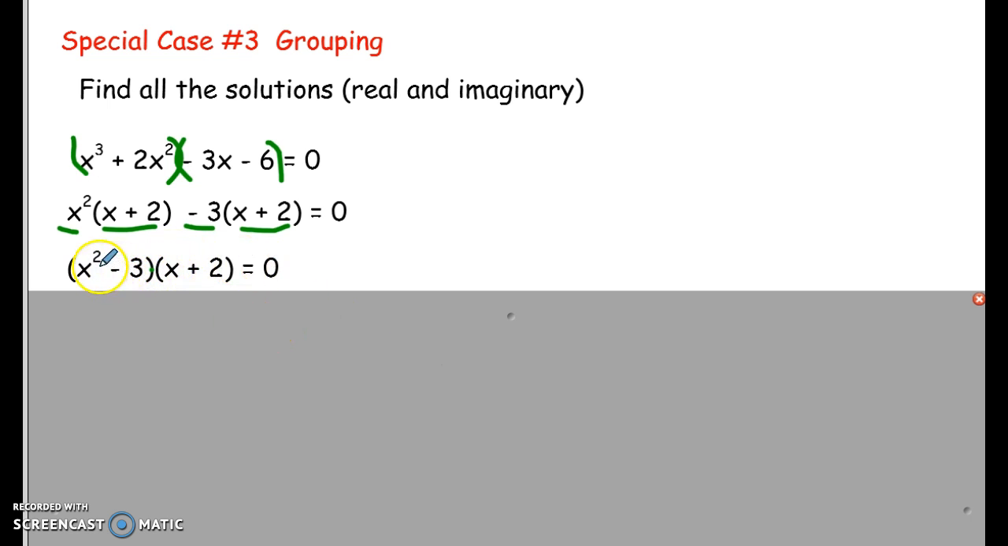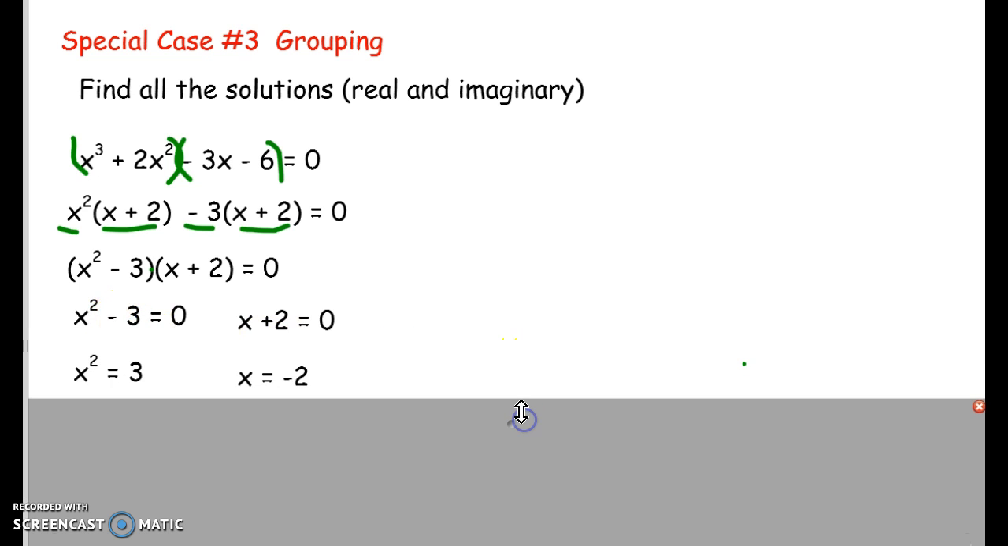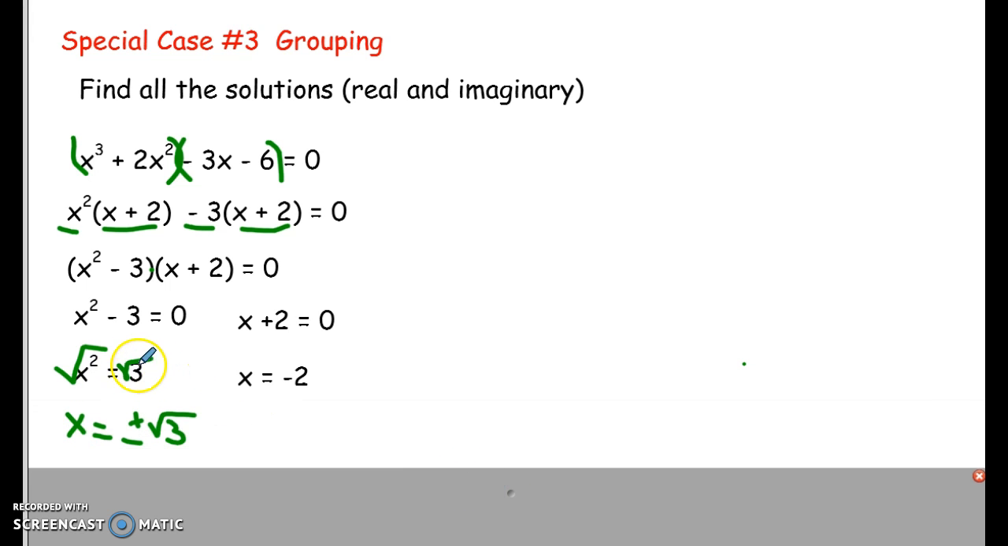So we've essentially factored it apart. And now that we broke it apart, we just set each of these parts to 0 and solve them individually. For the one on the left, we're going to have to do a little bit of work. We add 3 to both sides, and then take the square root of both sides to get rid of the square. The square root of 3 is a real number. It's not imaginary because it's positive, but it doesn't come out perfectly, so we'll just leave it as plus or minus the square root of 3.